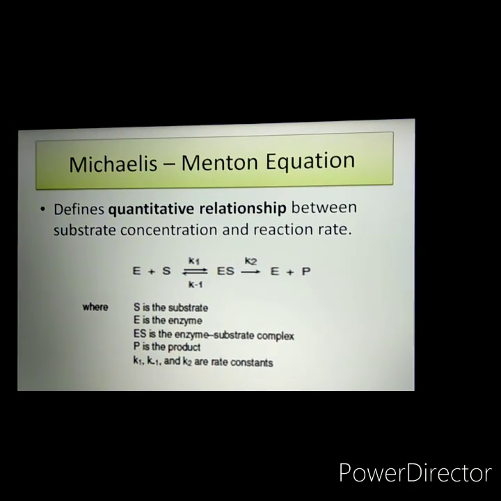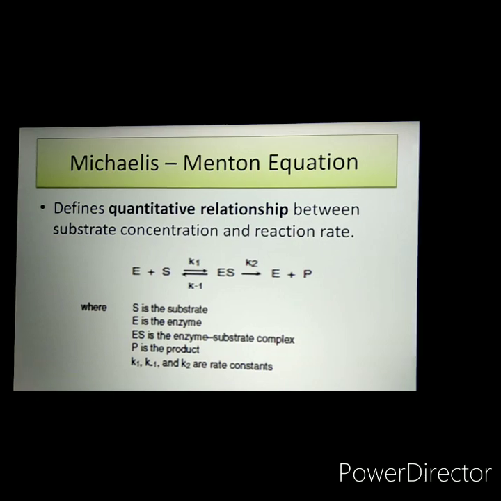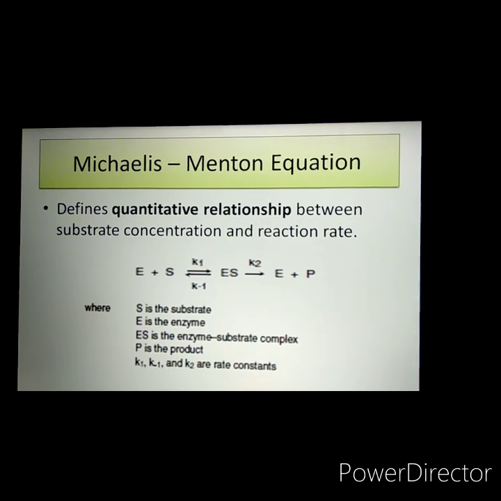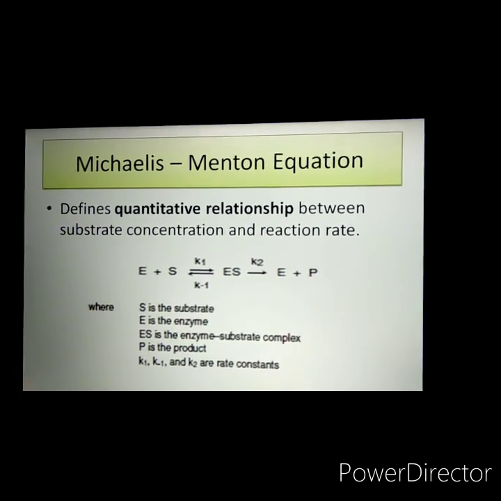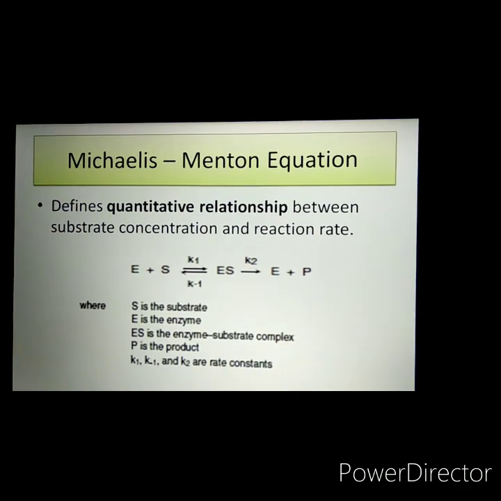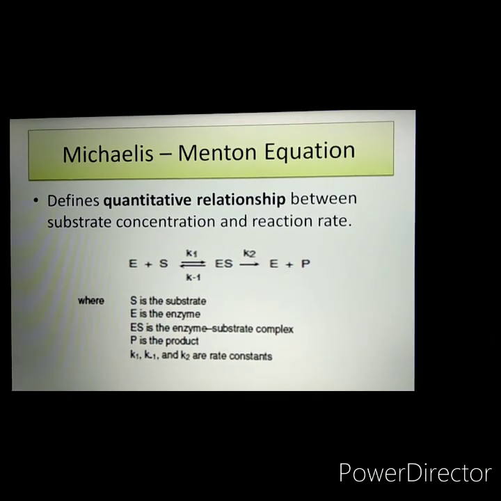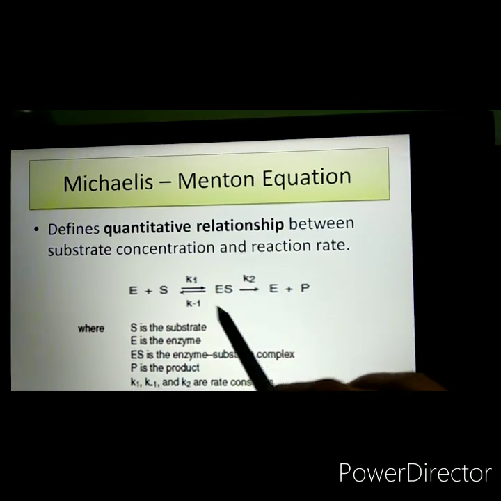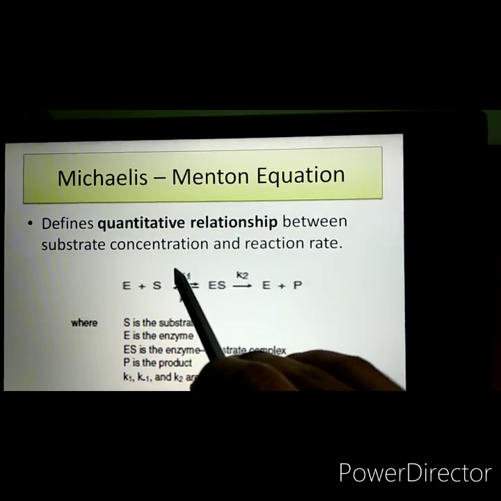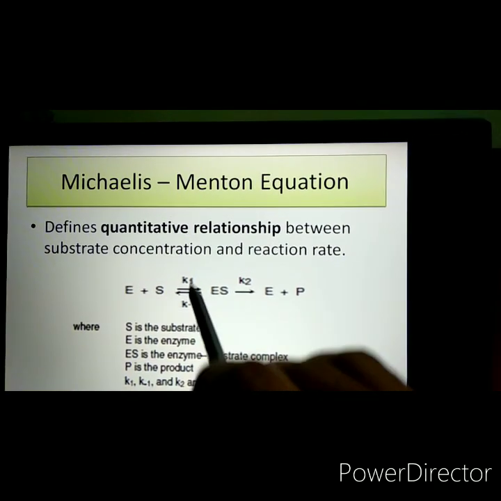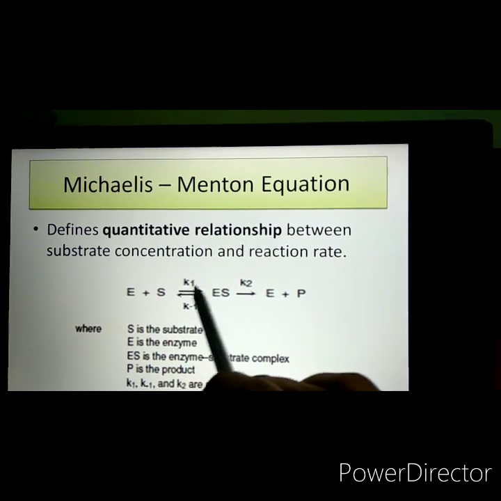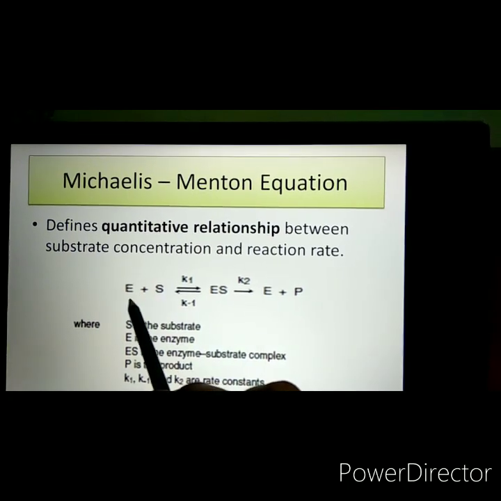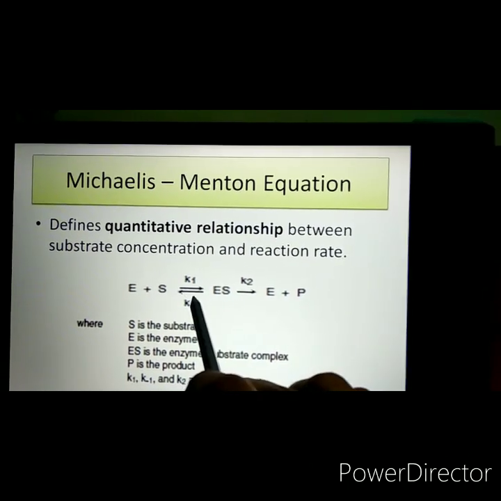The factors we have seen define only a qualitative relationship, that is whether the reaction rate will increase or decrease, but to what extent it will increase or decrease is defined by this Michaelis-Menten equation. As we can see, enzyme and substrate form the enzyme substrate complex. This forward reaction is denoted by K1, while the backward reaction, that is degradation of the enzyme substrate complex to enzyme and substrate, is defined by K minus 1.